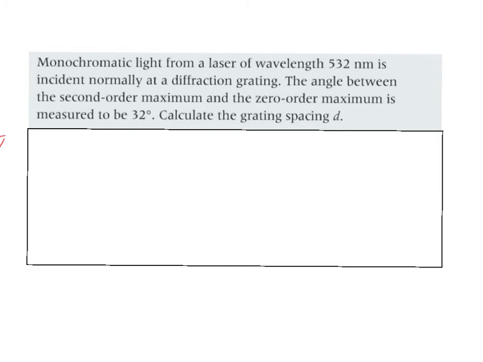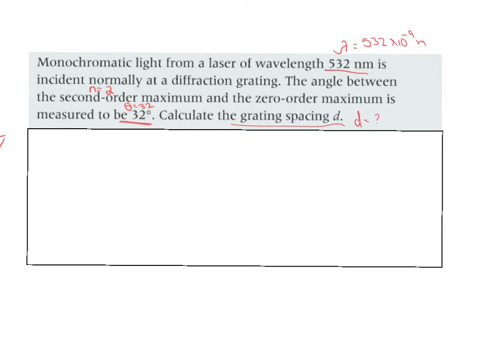Okay, so just a quick example question. You have monochromatic light from a laser with this wavelength. So we're given the wavelength, which we need to change into meters. It's incident normally at a diffraction grating. The angle between the second order, so n is equal to 2, and the 0 order maximum is measured to be this much. So that's your theta. Calculate the grating spacing d.